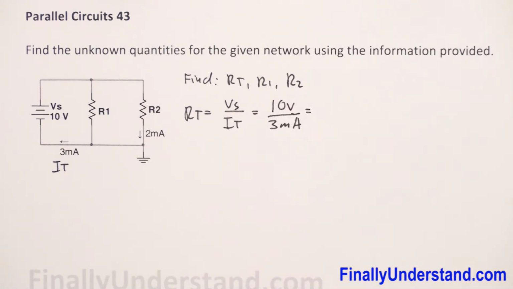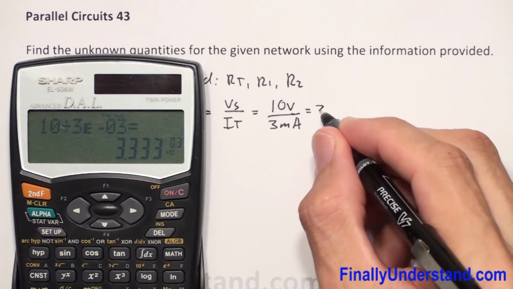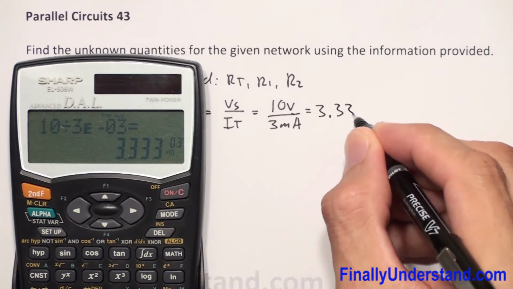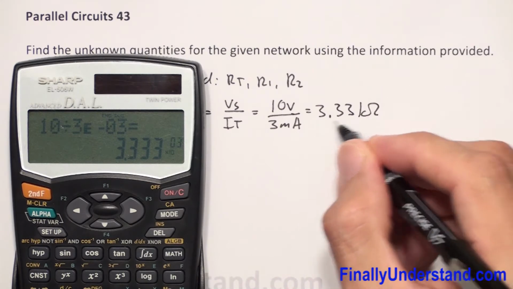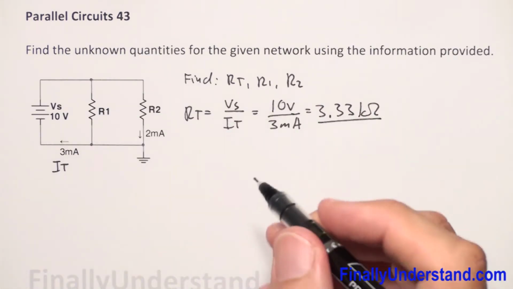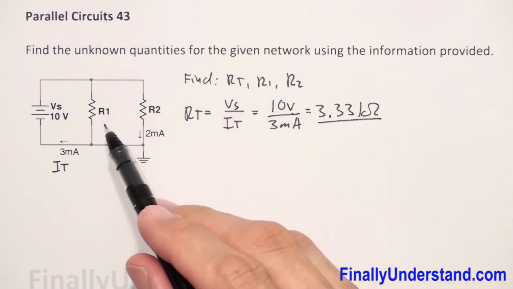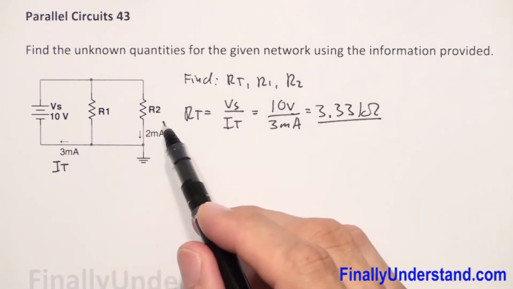This is equal to 10 divided by 3 exponent negative 3, which is equal to 3.33 kilo ohms. So this is my total resistance in this circuit. Next, I'm supposed to find the values of resistors R1 and R2.